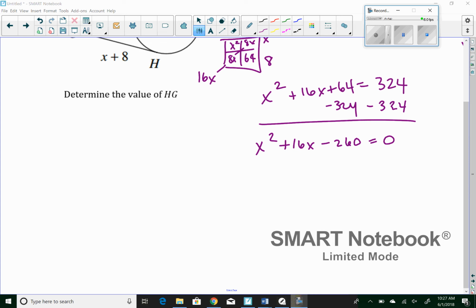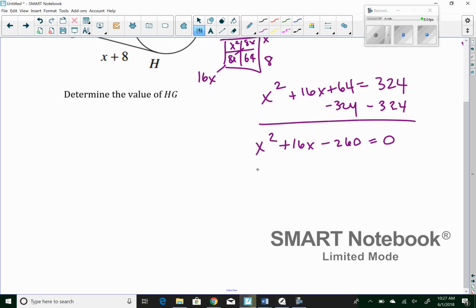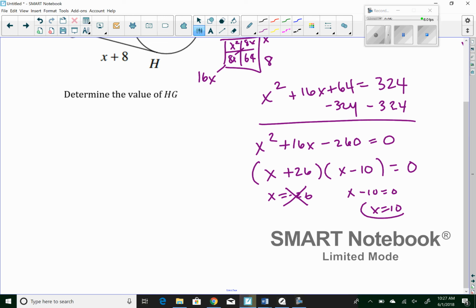So again, we have to try and factor here. I have this number 260 where I need to find two numbers that multiply to make 260, but add to make 16. So that's going to be positive 26 and negative 10. The positive 26 is again going to give me a negative answer, which we don't want. The other one, if we solve for x, we get x equals 10. If x equals 10, that means HG, which is x plus 8, is 18.